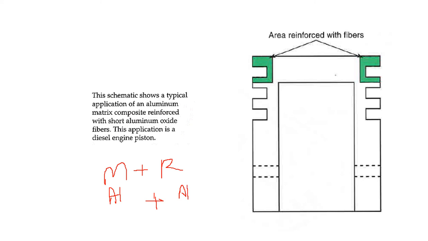Al2O3. Because I just write a general aluminum oxide, it can be a different kind of aluminum oxide. And we use short fibers, so you can write it here, whiskers, for short fibers. And you will form the composite. You have a special composite, and the composite we use in this case is for the diesel engine piston, DEP. So that's basically what we write.